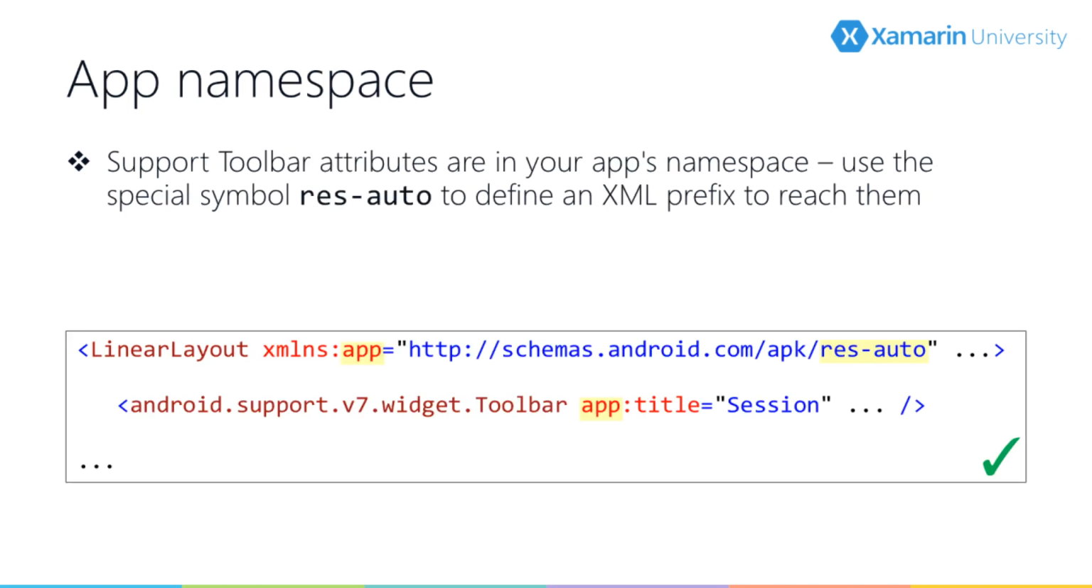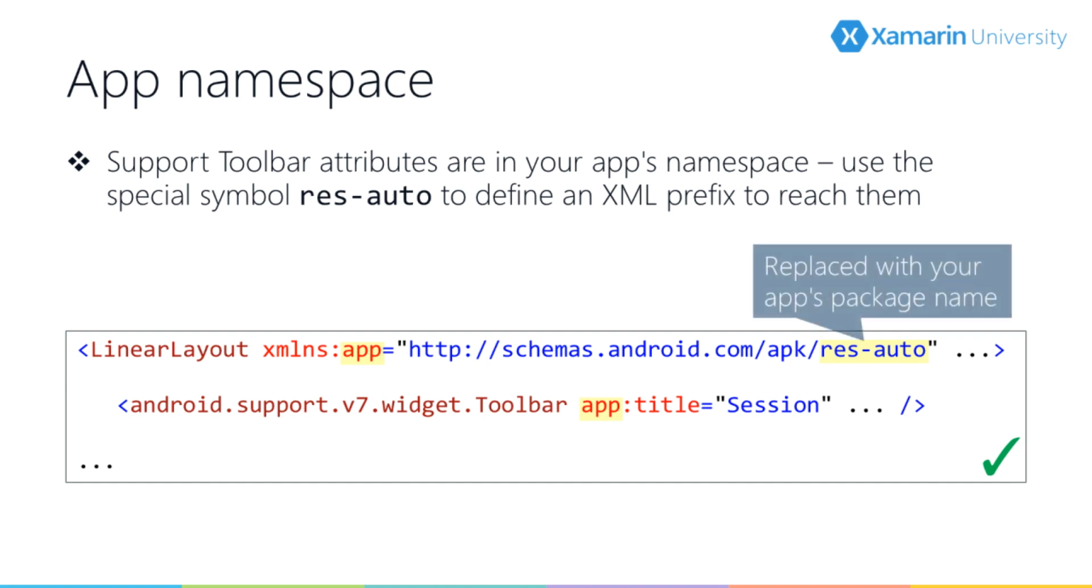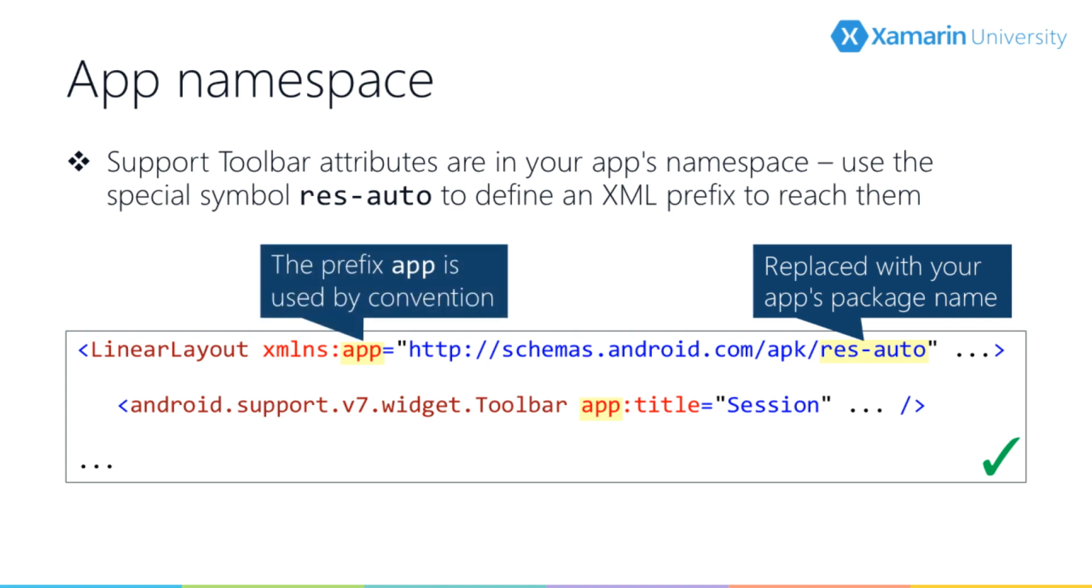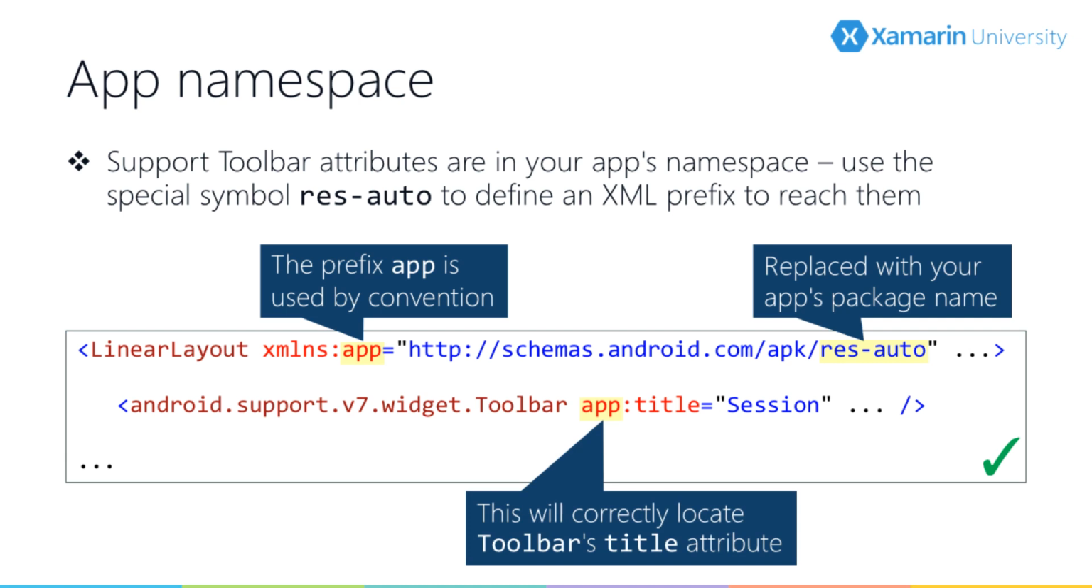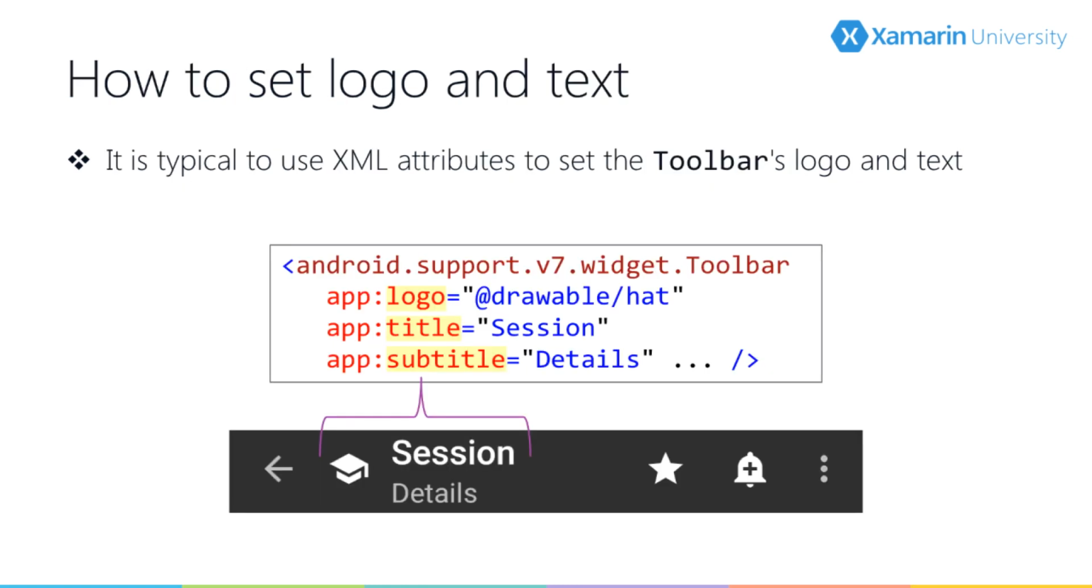Instead, what you need to do is create an XML prefix for your app's namespace. And you do that using the special symbol resauto. The Android build tools automatically replace that with your app's package name. Most people use the prefix app by convention. It's not required, but you probably should. It's extremely common. Now that we have that prefix defined, we use it to access the toolbar attributes. Here's our goal then. We create a toolbar, we set logo, title, and subtitle.